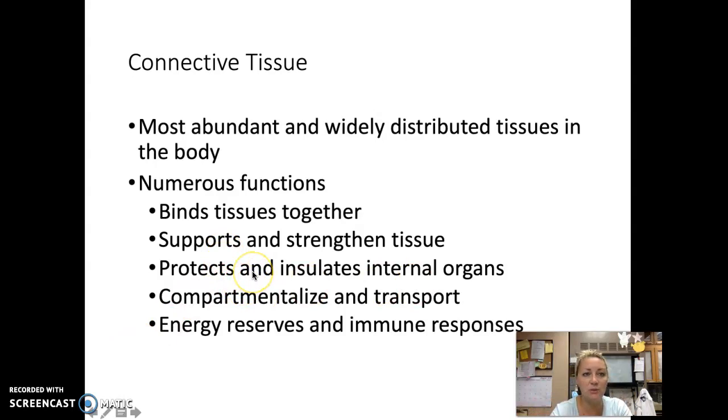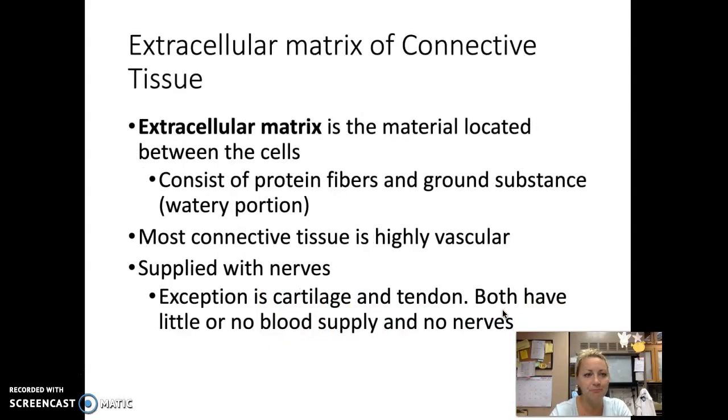Protection, insulation. We're going to talk about stuff called fascia that when it becomes fatty ends up having a bunch of adipocytes, and so it can provide insulation and keep you warm. Compartmentalize for sectioning off, that again goes back with fascia. And then energy reserves, we store fat somewhere, so we're storing energy.